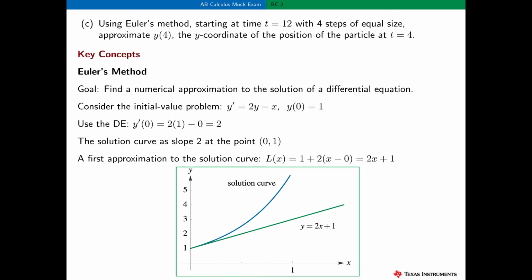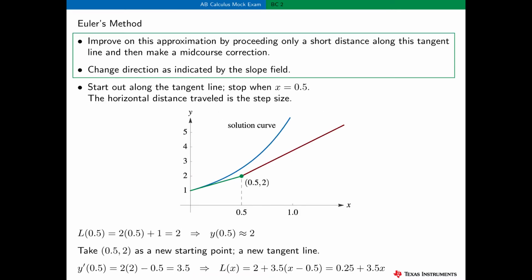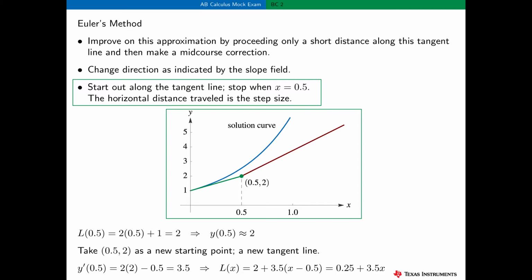So it makes sense to stop after a short distance along the tangent line and make a correction. We can improve our approximation by traveling only a short distance along the tangent line, and then making sort of a mid-course correction. And we should change direction as indicated by the slope field. This graph shows what happens if we start out along the tangent line and stop when x equals 0.5. The horizontal distance that we travel is called the step size.